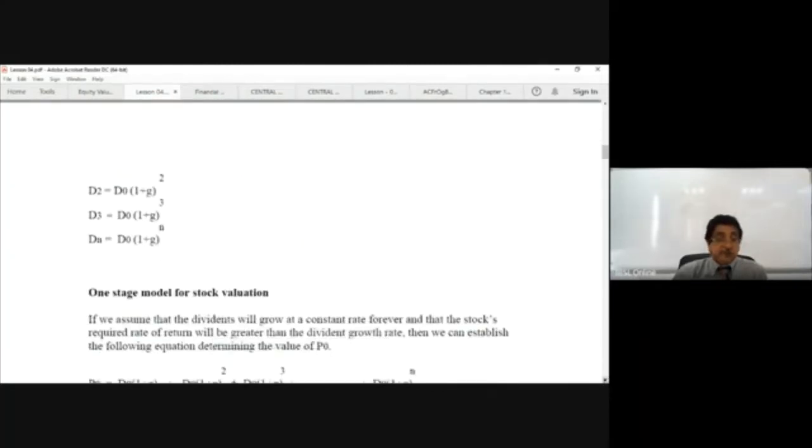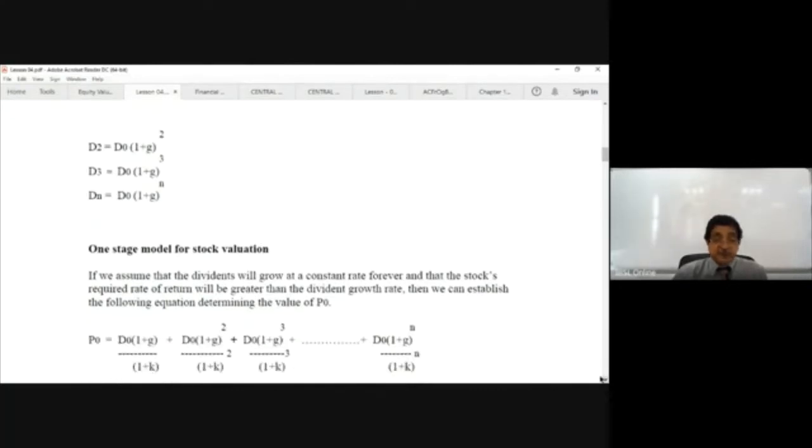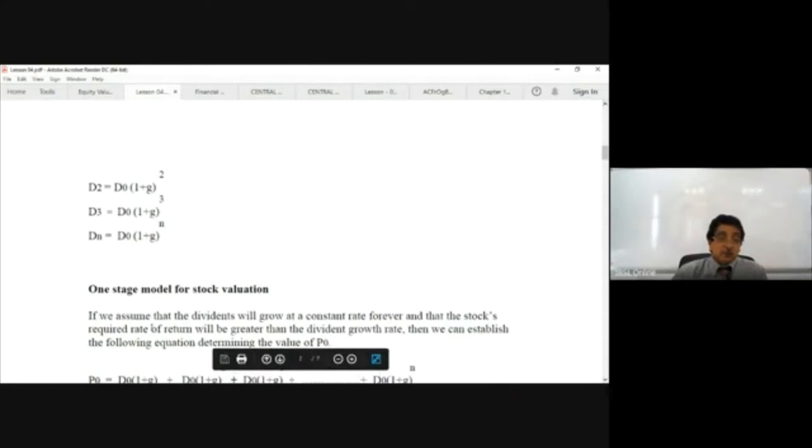Then we go to the one-stage model for stock valuation. There the assumption is mentioned. If we assume that the dividends will grow at a constant rate forever and that the stock's required rate of return will be greater than the dividend growth rate, then we can establish the following equation determining the value of D0. So I will just show you the way it can be done on the board.